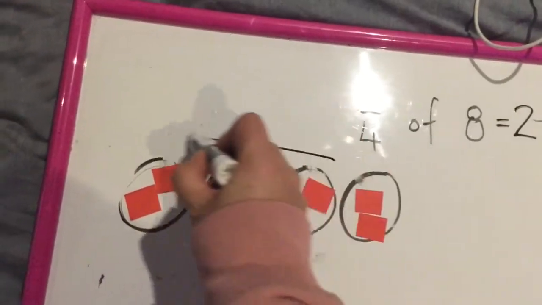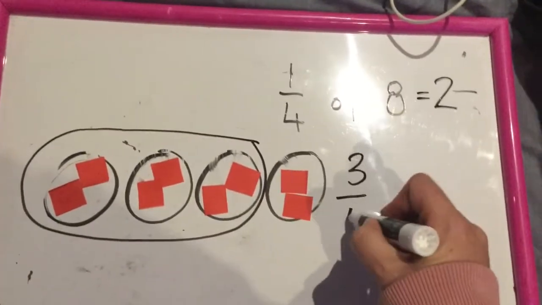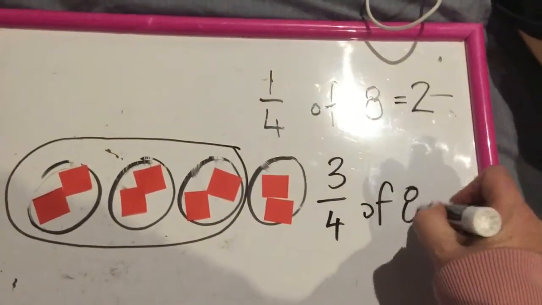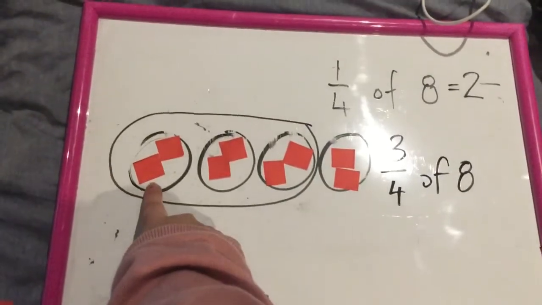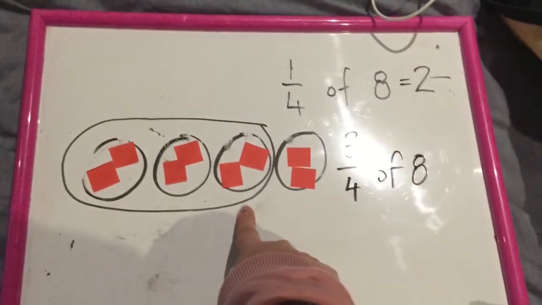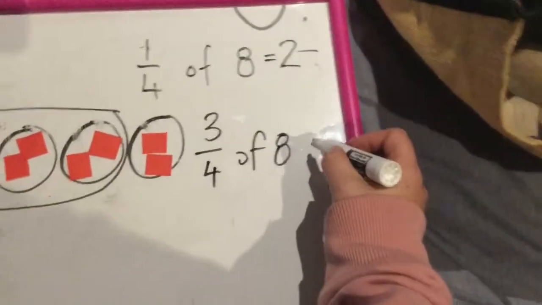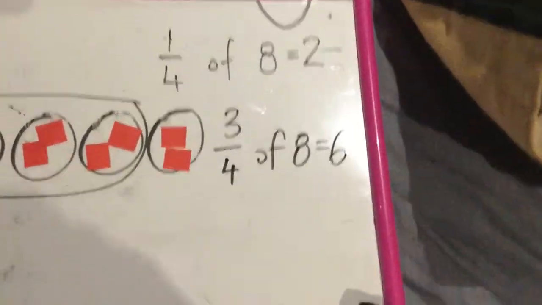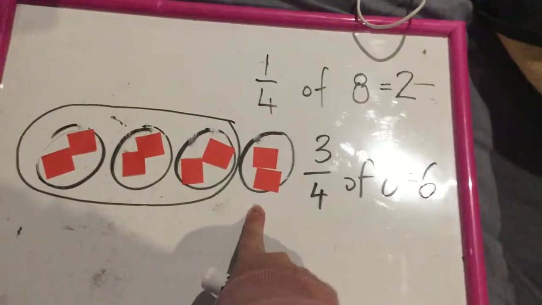What happens if I wanted to give Nico 3/4 of my 8? How many jelly beans is Nico going to get? He's got 1/4, plus 1/4, and 1/4. So he's got 2, 4, 6. So 3/4 of 8 is 6, and then I'm left with 2.